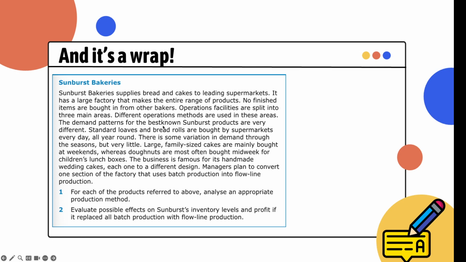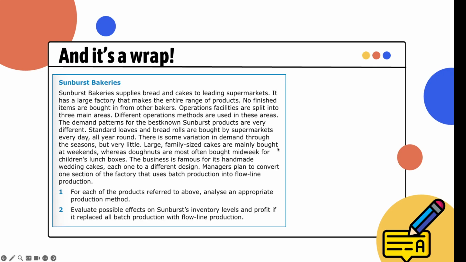The demand patterns for the best known Sunburst products are very different. Standard loaves and breads are bought by supermarkets every day, all year round. There is some variation in demand through the seasons, but very little. Large family sized cakes are mainly bought at weekends, whereas donuts are most often bought midweek for children's lunch boxes. The business is famous for its handmade wedding cakes, each one to a different design. Managers plan to convert one section of the factory that uses batch production into flow production. So for each of the products referred to above, analyze an appropriate production method.